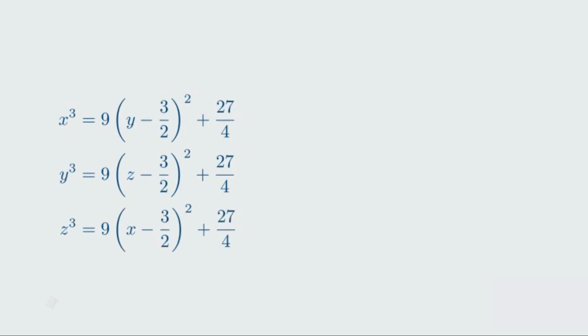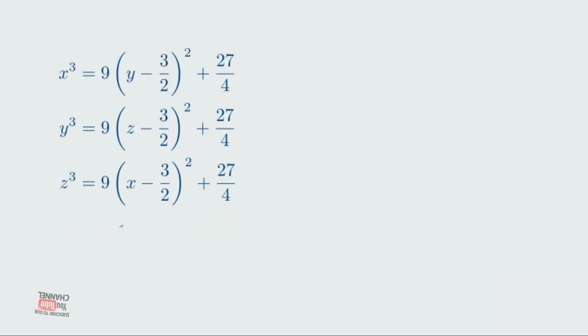Let's look at the first equation. The right side is 9 times a square, which is at least 0, plus 27 quarters. This means that x cubed must be greater than or equal to 27 quarters, which is 6.75. This is consistent with x greater than 3, as 3 cubed is 27. However, let's consider the relationship between x and y more closely. The function g of t equals 9 times (t minus 3 halves) squared, plus 27 quarters, represents the right side of our equation.